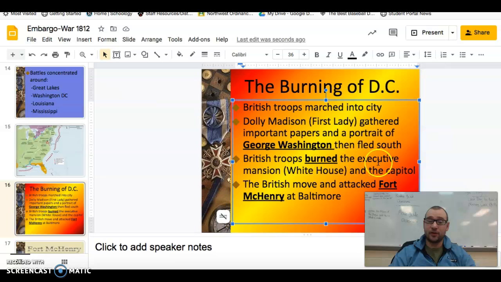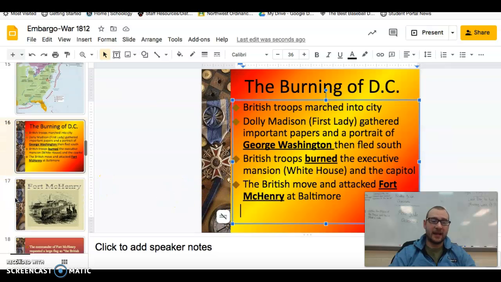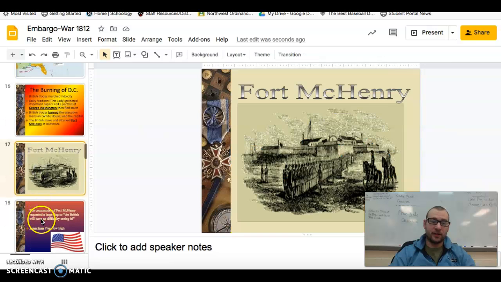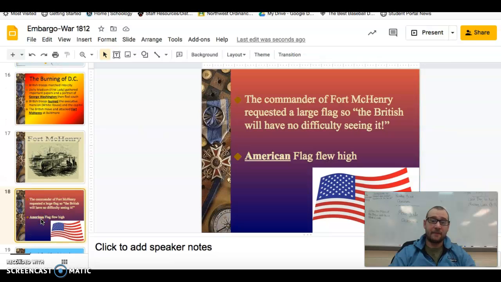All right, British troops burned the executive mansion and the Capitol. And then once they were done with that, they started to move on, and they were going to attack this fort called Fort McHenry in Baltimore. All right, and at the Battle of Fort McHenry, we get a very important piece in American culture that gets created. So the commander of Fort McHenry requested a large flag so the British will have no difficulty seeing it.